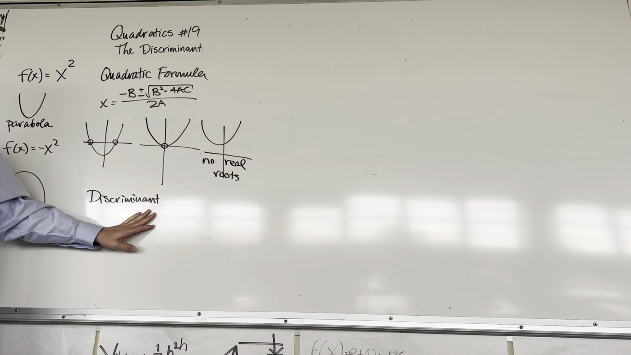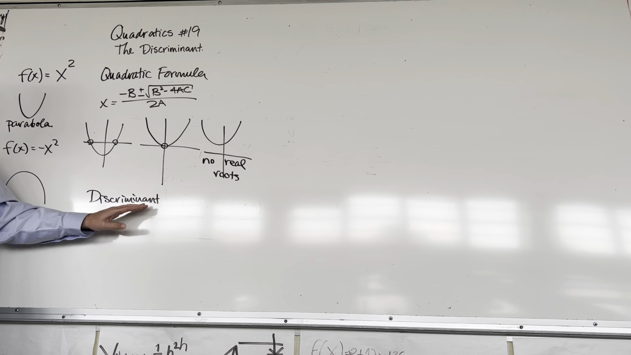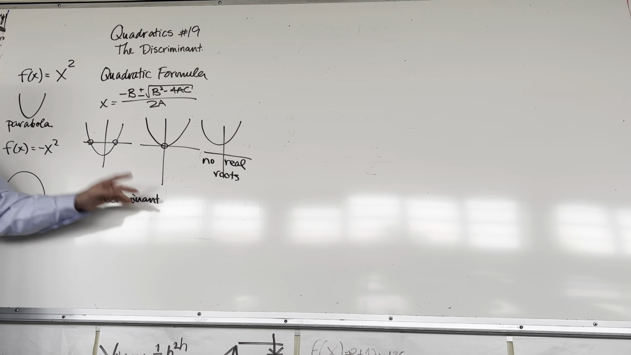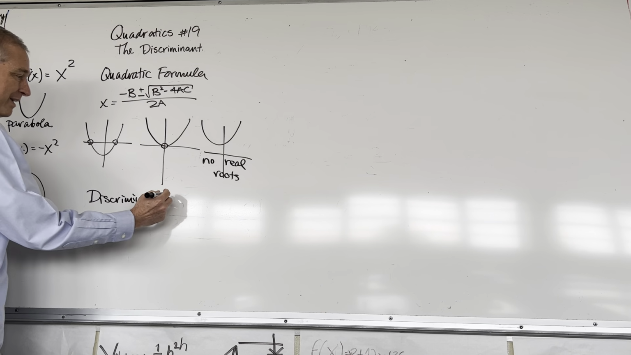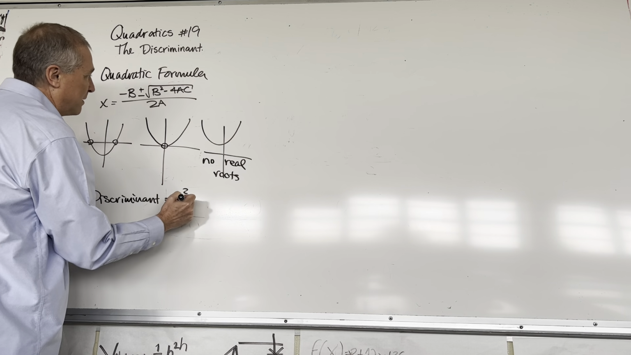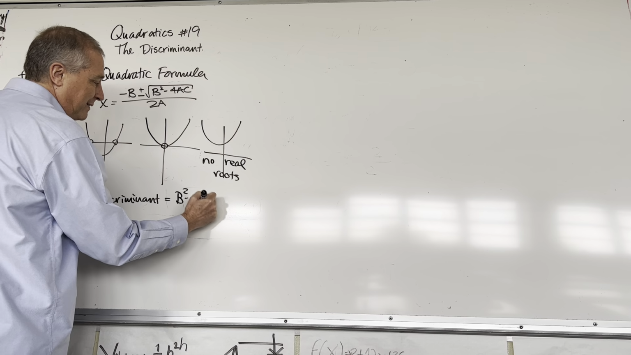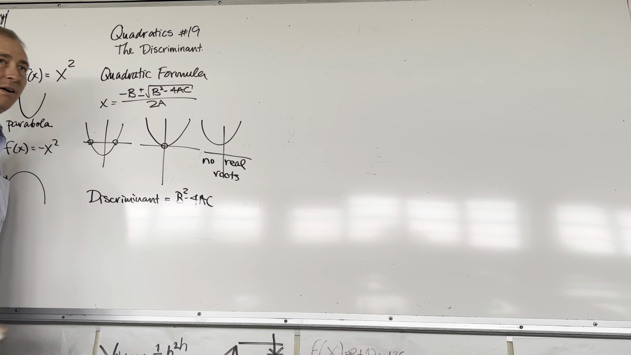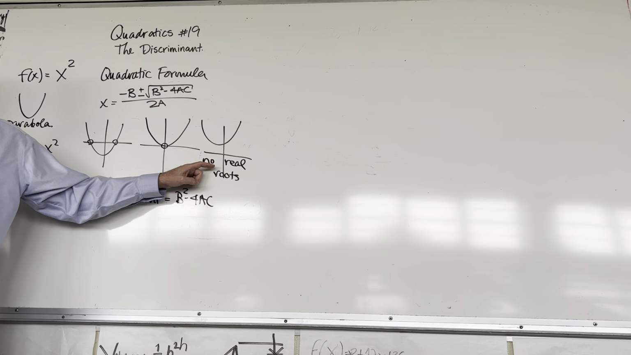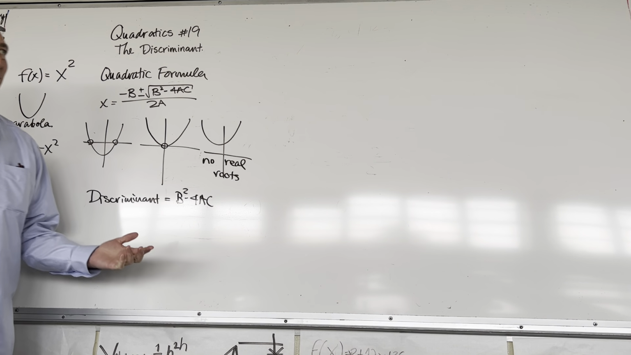Okay, that's discriminate, right? This is discriminant. Everybody say discriminant. It's a special word. It means this piece right here. The discriminant is b squared minus 4ac. We're pulling this piece out of the formula and we're using it to determine how many roots a quadratic has.